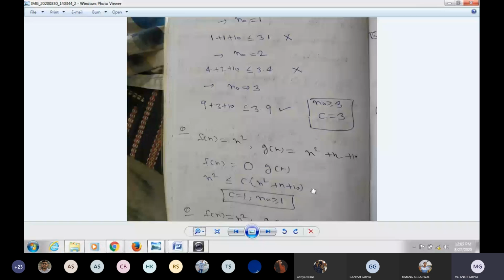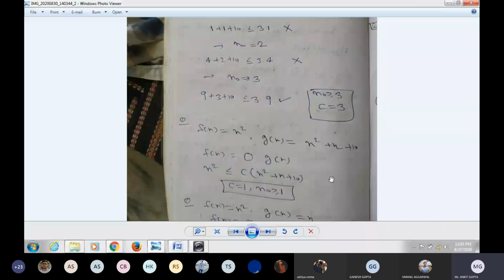Second question. For c equal to 1 and n naught greater than or equal to 1, the condition can be true. So I will not go for a higher value, because with the minimum set of values, c is 1 and n naught is greater than or equal to 1, the condition will always be true.